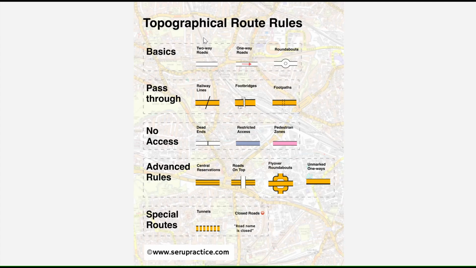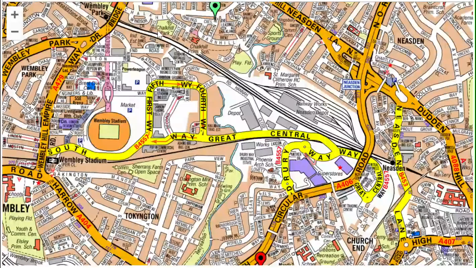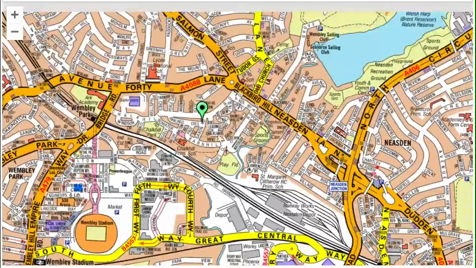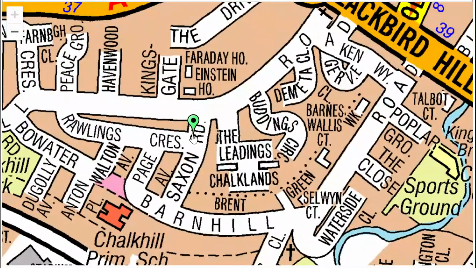Now let's get back to the solution of today's question. So let's start drawing the route. Click on the Draw button, go to your green marker and zoom in as much as you can. We are already on the left hand side of the street, so just cross.